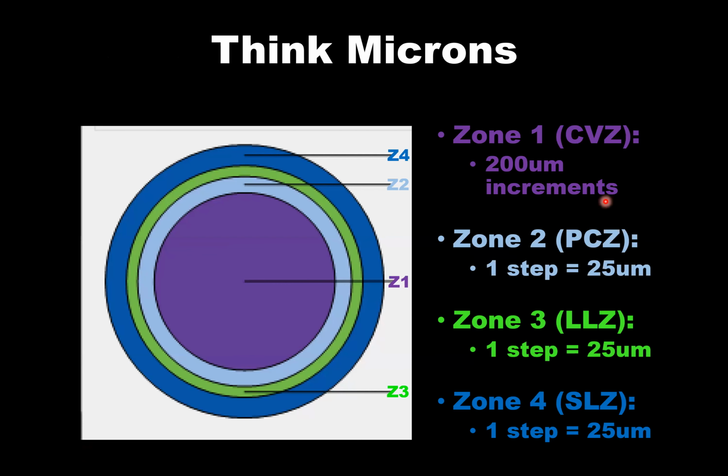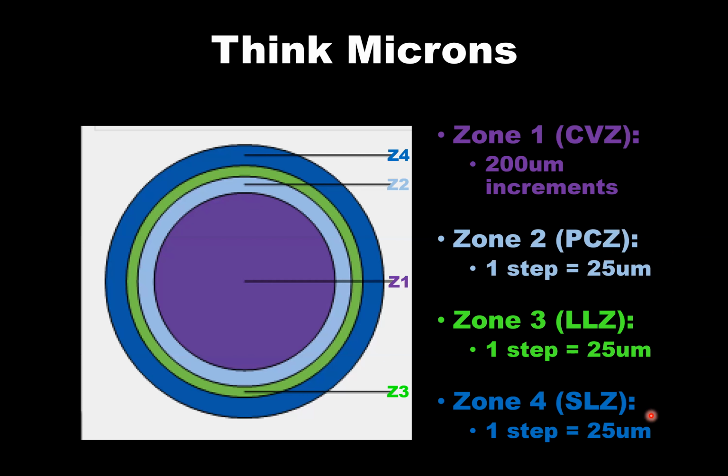As an example, the sagittal depth of the lens, each diagnostic lens, is separated by big jumps of 200 microns to make a significant alteration to the fit. The second zone in the lens, the peripheral corneal zone, is adjusted by one-step adjustments equaling a 25 micron change in sagittal depth. Zone 3, the limbal lift zone, one step equals 25 microns. Zone 4, the scleral landing zone, one step equals 25 microns.